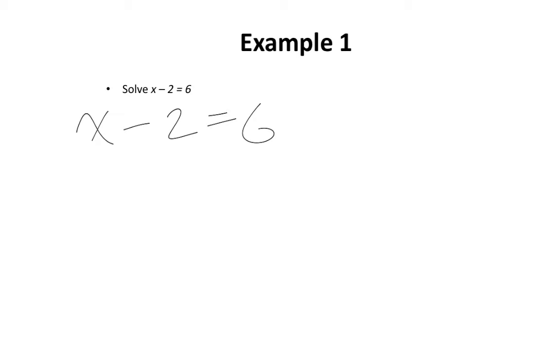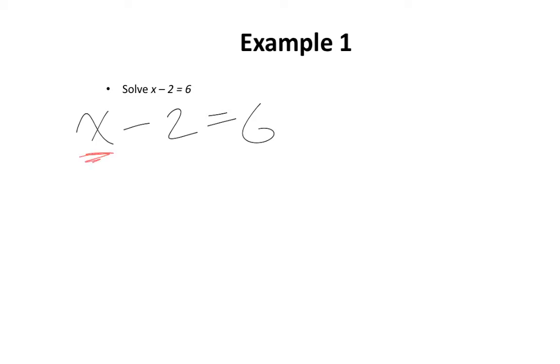Next, you want to see if you can simplify anything on the left side or right side of the equation. Since everything on the left side are unlike terms, we're just going to leave them. And 6 is all by itself, so we're going to leave that as well. At this point, we want to locate the variable which we are solving for, and that variable is x.